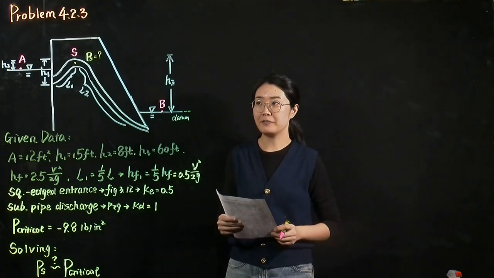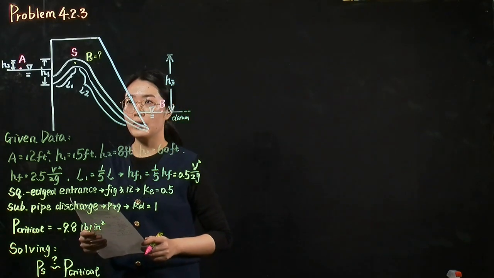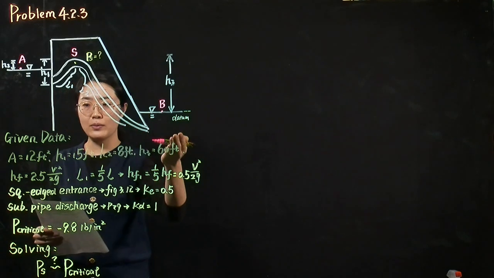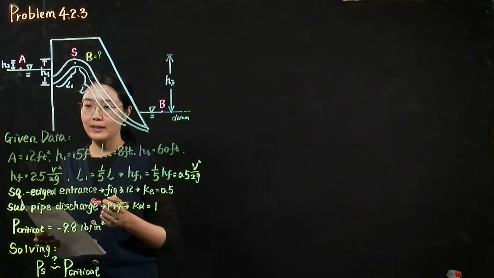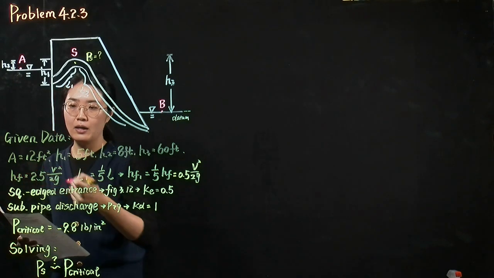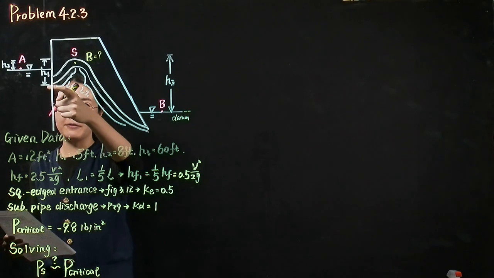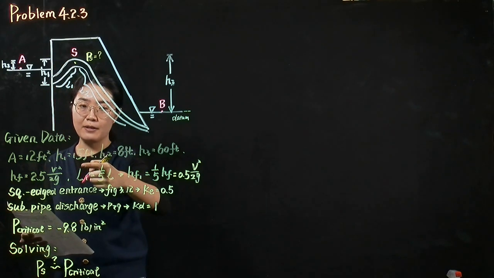Let's take a look at the first problem. A siphon was used to drain the water from the upstream to the downstream. The problem provides us the cross-sectional area. It equals 12 square feet. The height between the entrance of the siphon to the summit is 15 feet.